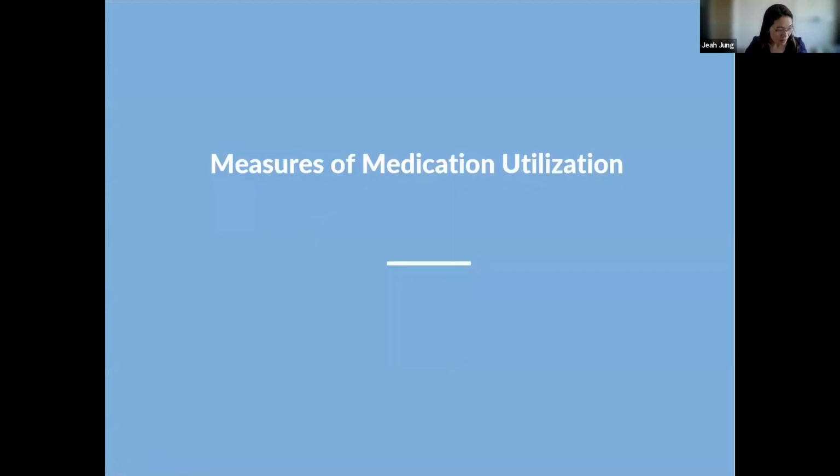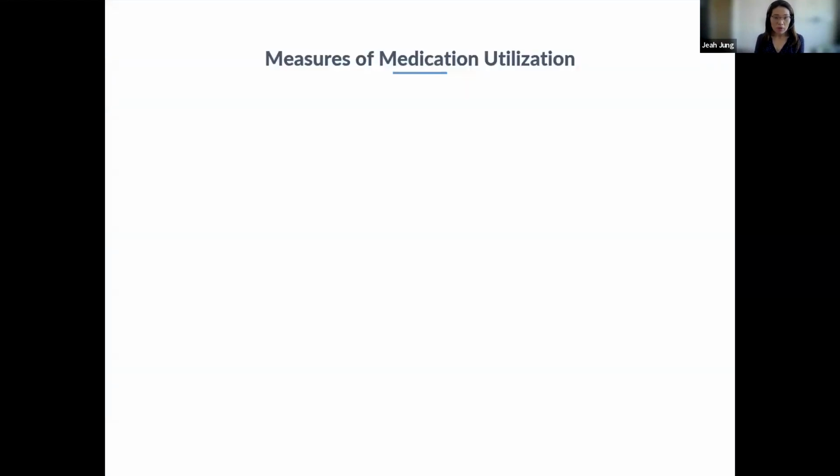Okay, so with that, I'm going to discuss what kind of measures we can construct to examine medication utilization using our PDE data. So the first one, how do we measure medication utilization? I know probably about a quarter of you said that you have used the Part D data, and that means that you must have constructed some medication utilization measures. So the first one that we could think of, what kind of measures? I would say uptake.